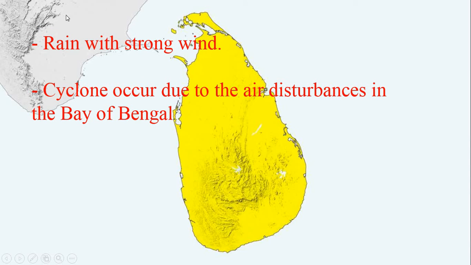Right. Here during a cyclone, these features can be seen. We can see rain with strong winds, and cyclones occur due to the air disturbances in the Bay of Bengal. That is what I told you, right? We can see rain with strong wind, and cyclones occur due to the air disturbances in the Bay of Bengal.